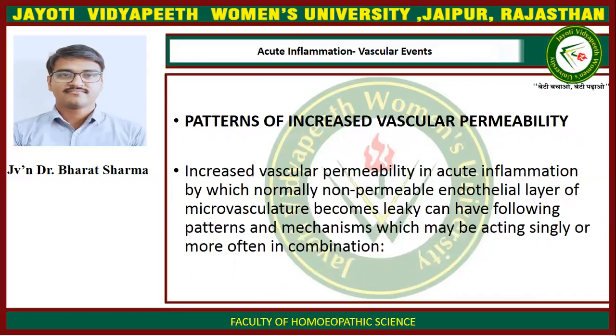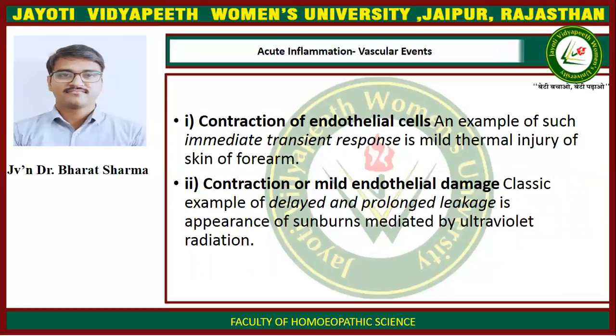Patterns of increased vascular permeability. Increased vascular permeability in acute inflammation, by which normally non-permeable endothelial layer of microvasculature becomes leaky, can have following patterns and mechanisms, which may be acting singly or more often in combination. First is contraction of endothelial cells. An example of such immediate transient response is mild thermal injury of skin of forearm.